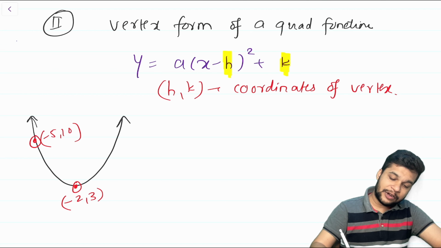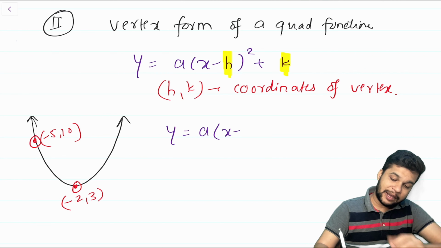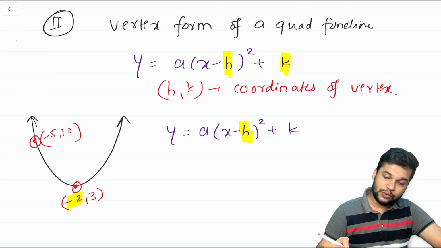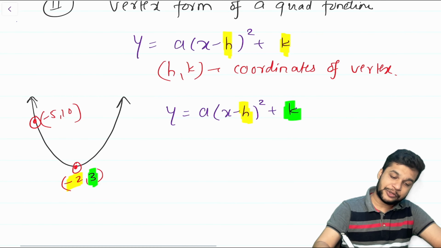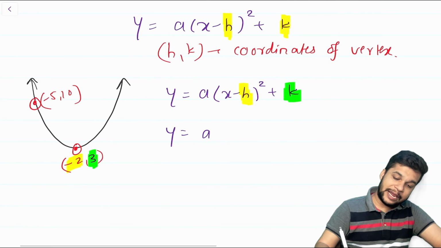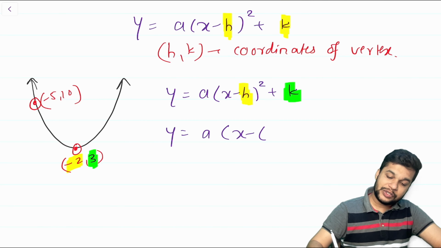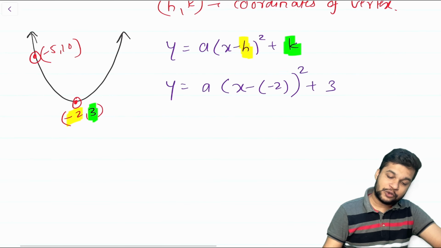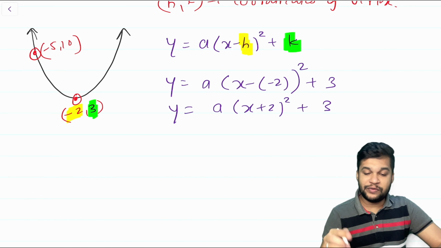So guys, the vertex form of the quadratic function is y equal to a times x minus h whole square plus k. Okay, what is h and k? H is minus 2, and k is 3. So let us substitute. So you will get y equal to a times x minus minus 2, right? X minus h is x plus 2, plus k is 3. And this is whole square by the way, so it becomes y equal to a times x plus 2 whole square plus 3. Now we still need to find the value of a.